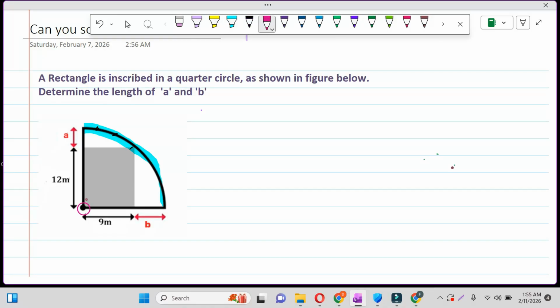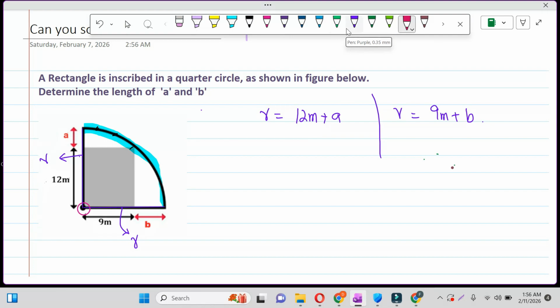And we know that if we can find the radius, we can find the value of A and the value of B. So this one is the radius, which is equal to R, and this one is also the radius, which is also R. If we can find the radius, we can find the value of A and B, because in the first case, the radius is equal to 12 meters plus A, and in the second case, the radius R is equal to 9 meters plus B. So how can we find the radius?